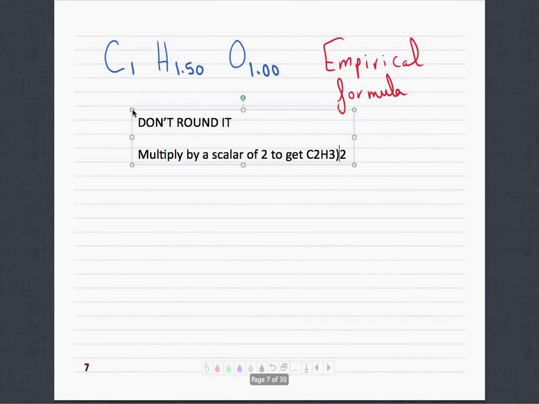Okay? So when you have 0.5, you don't round up. You don't round it off to either 1 or... sorry, that's going to be 2. Sorry. Oh, no, that's not. You don't round this number to 2. Okay? You multiply the whole formula by 2. So with this, we're done.